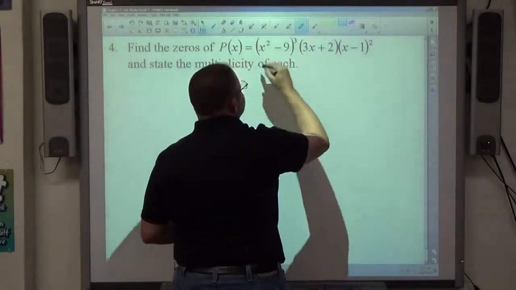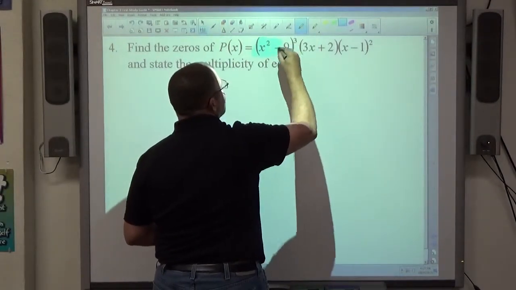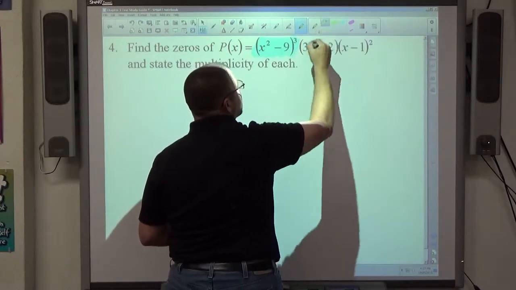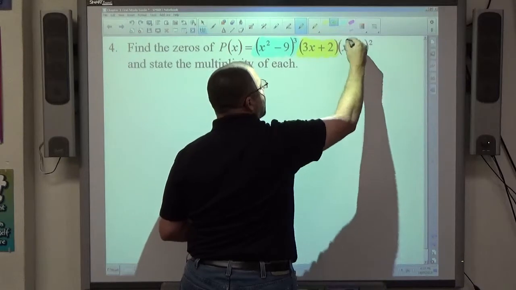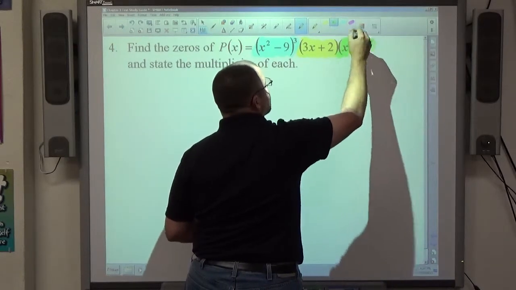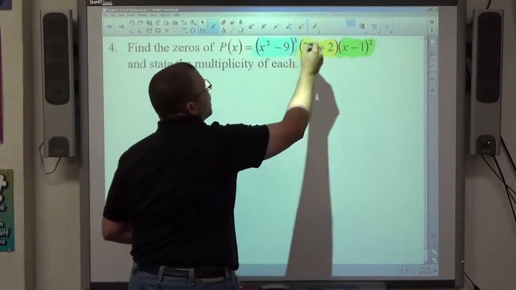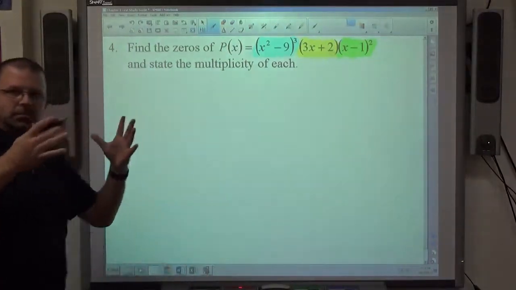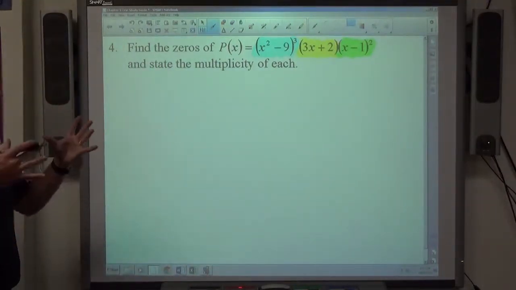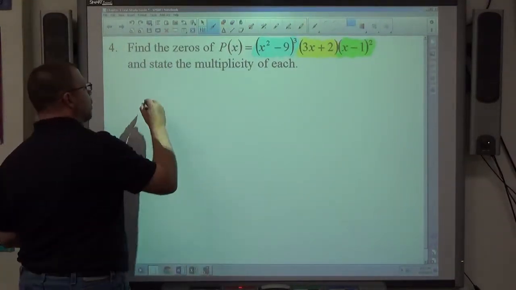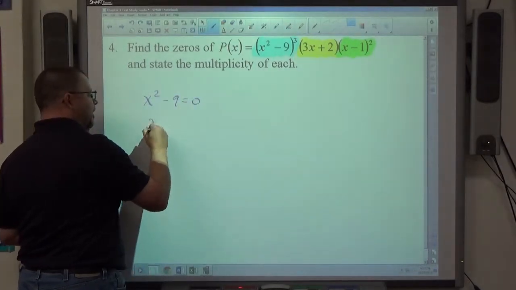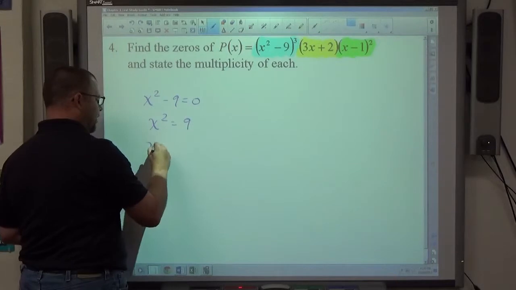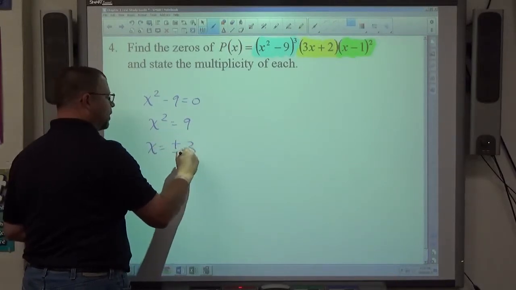So, x squared minus 9 to the third is a factor. 3x plus 2 to the first is a factor. And x minus 1 squared is a factor. So if we take a look at each factor individually, we want to set the group inside the parentheses equal to 0. So if I start with x squared minus 9 has to equal 0, that means that x squared has to equal 9, which means x is equal to plus or minus 3.